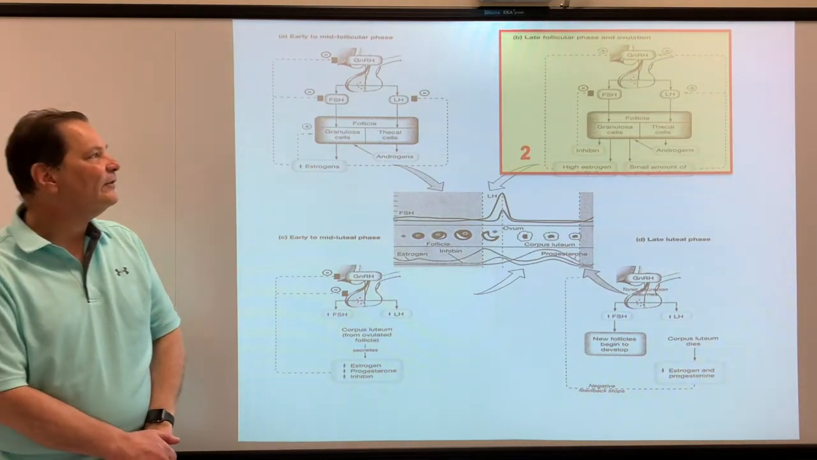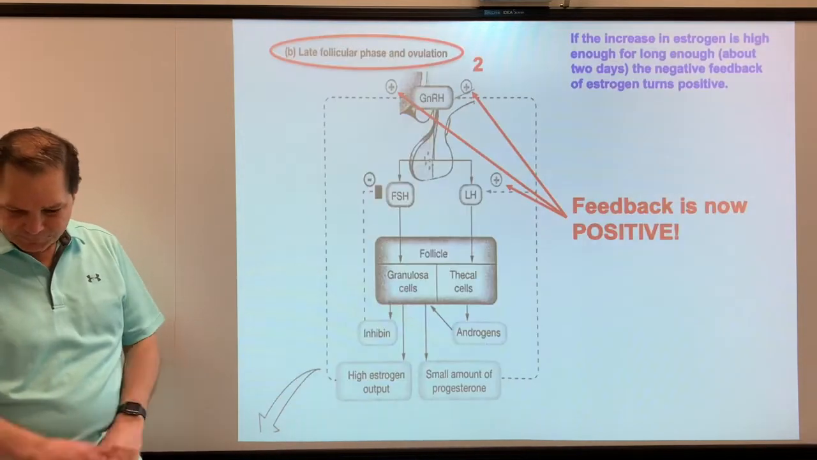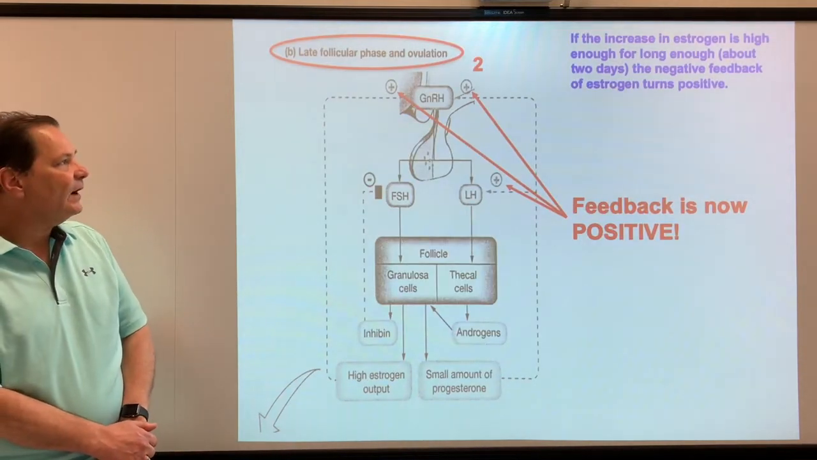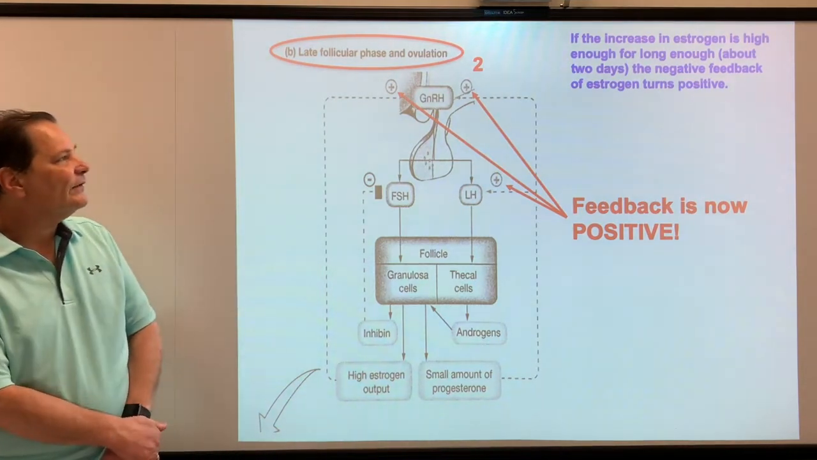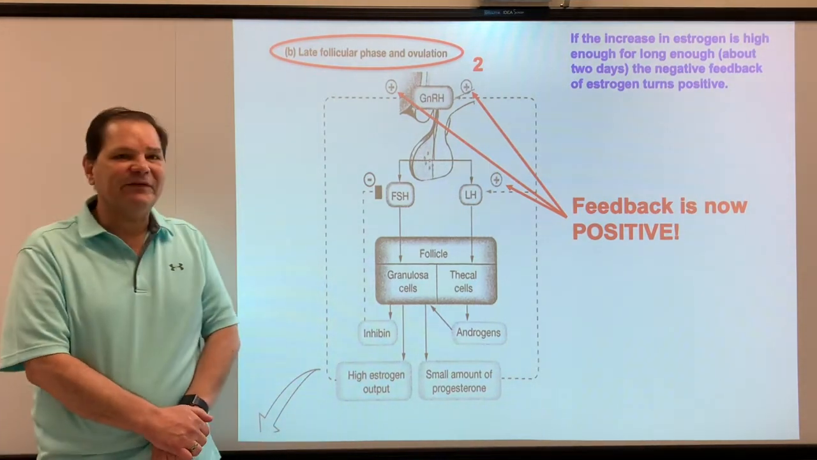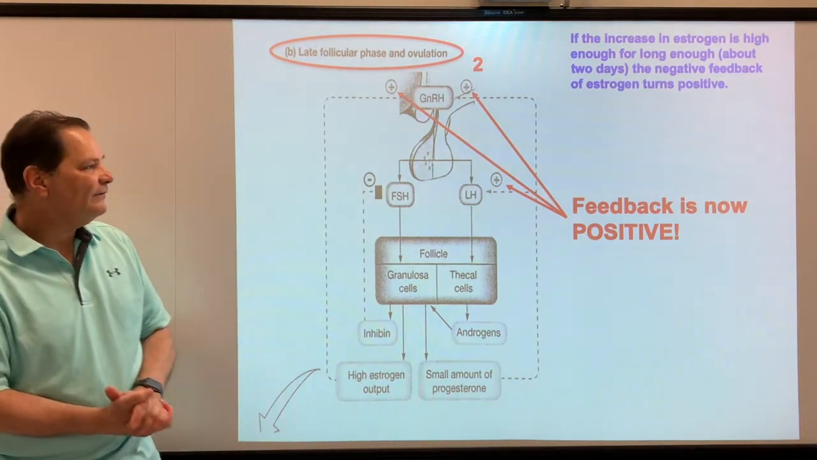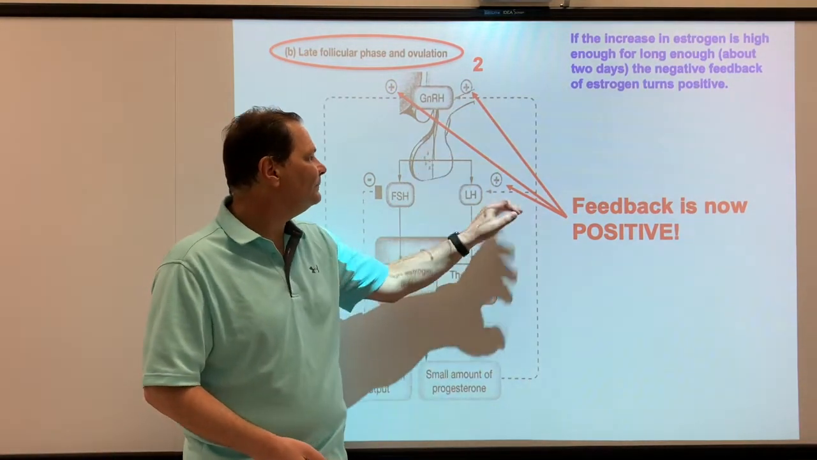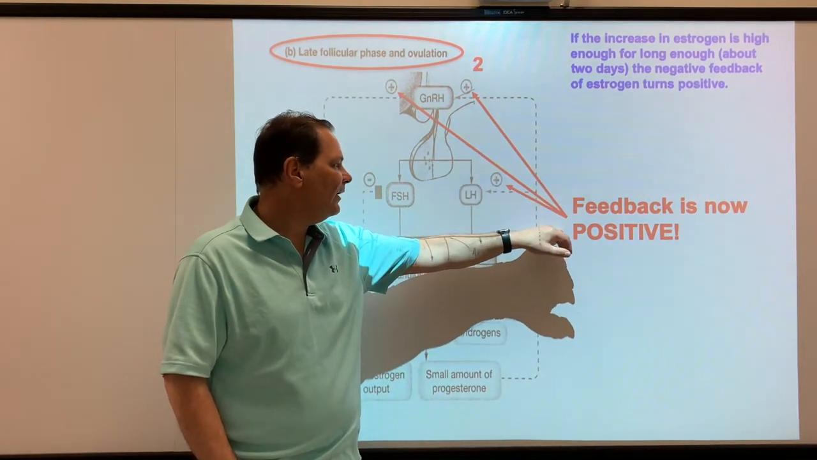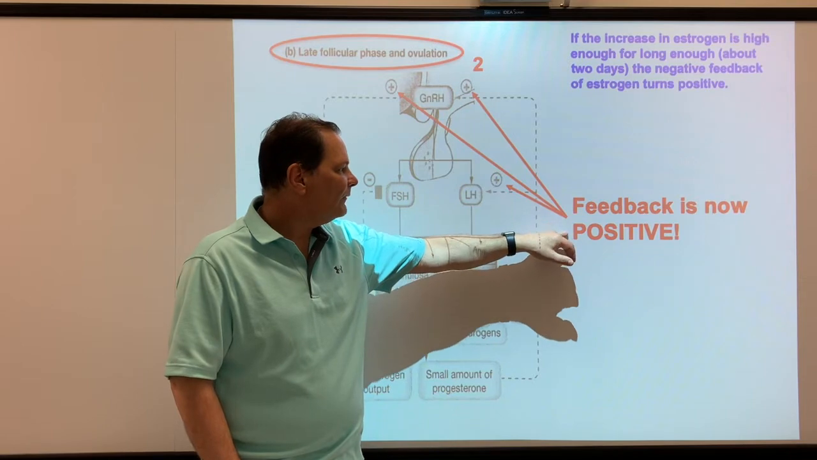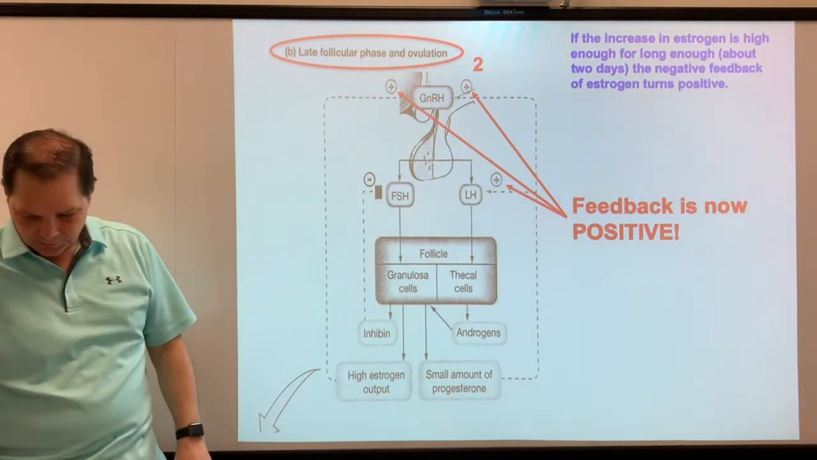So that leads us to the late follicular and ovulation phase, okay? So here it is, sort of focused in on. And basically during this phase, the estrogen increases, and if it's up high enough for long enough, you will switch the feedback upon the release of LH to a positive feedback, okay?